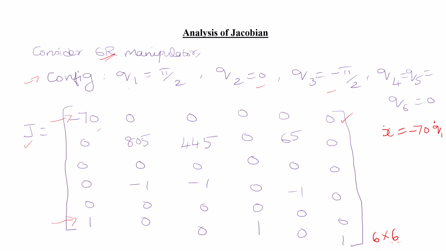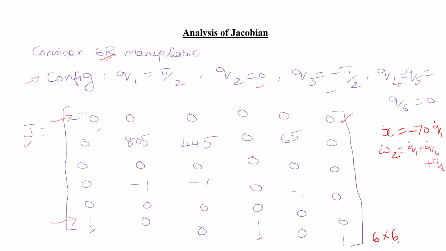Now from the sixth row, we get that omega z dot, that is the angular velocity related to the z axis, is equal to q1 dot, because you have one at those places. Q2 is 0, Q3 is 0, Q4 dot is there, Q5 dot is 0, Q6 dot. So the equation becomes Q1 dot plus Q4 dot plus Q6 dot.